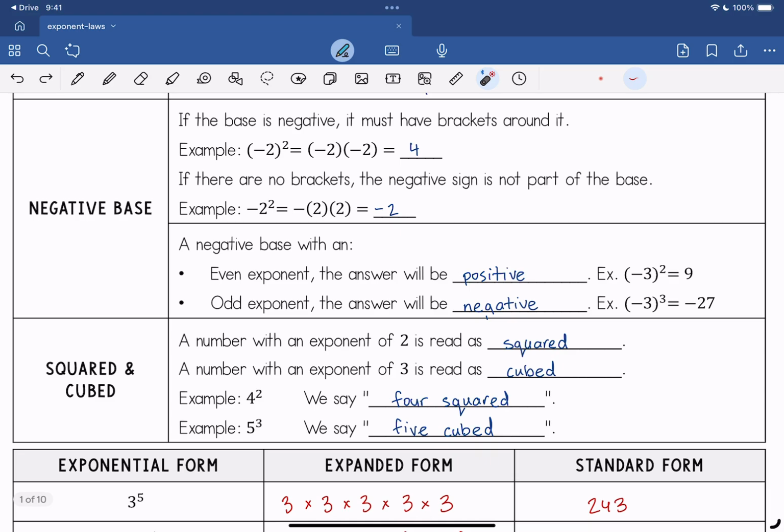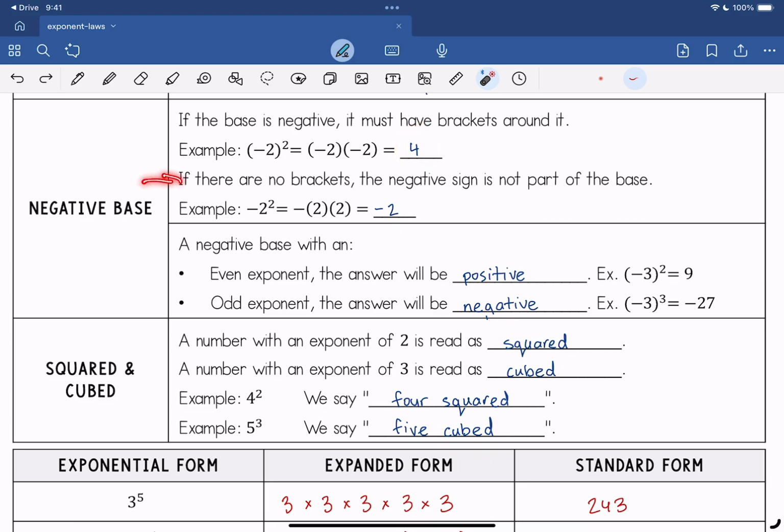Negative bases. If the base is negative, it must have brackets around it. So here, if we look at the first example, it's negative 2 to the power of 2. So the whole negative 2 is multiplied 2 times. The answer is 4.